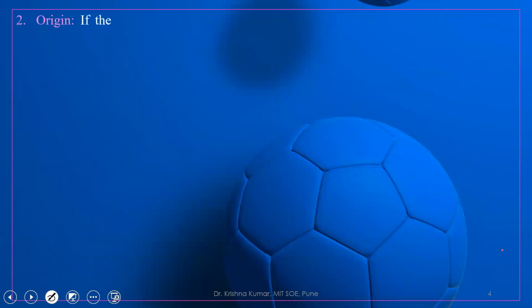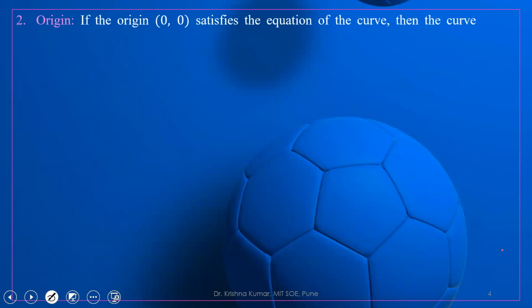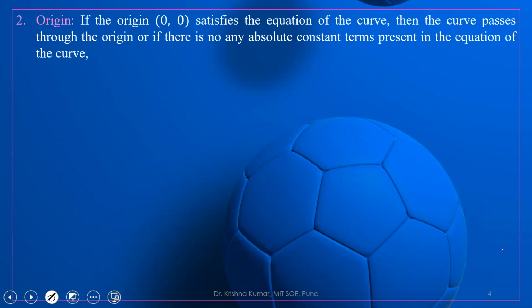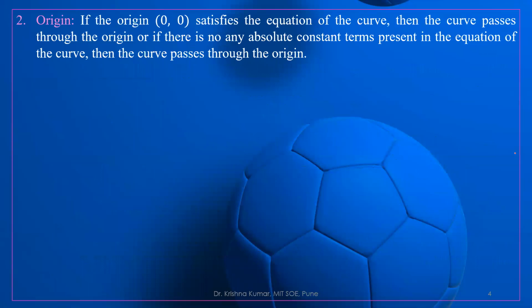Next, the second part of this is origin. We have to check whether the curve passes through the origin or not. How to check it? Let us put the origin, which is 0, 0, so put x equal to 0 and y equal to 0. If 0, 0 satisfies the equation of the curve, then the curve passes through the origin. Or we have another way: if there is no absolute constant present in the given equation of the curve, then the curve passes through the origin.